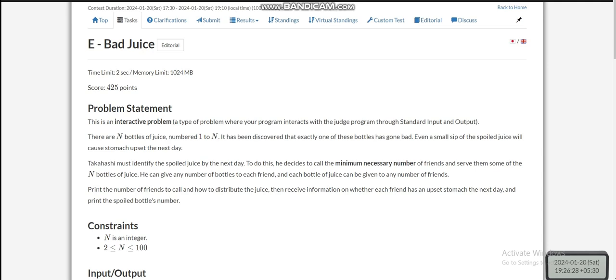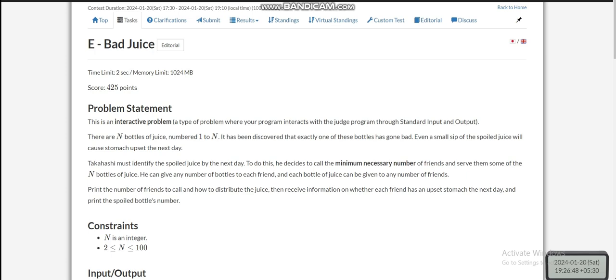Hello everyone. Today we are going to explain the fifth problem of AtCoder Beginner Contest 337, which is Bad Juice. This is an interactive problem. In an interactive problem, you have to interact with the judge. You receive some input from the judge, and according to the input, you give some output to the judge, and the interaction goes on. At the end, you have to determine the final output.